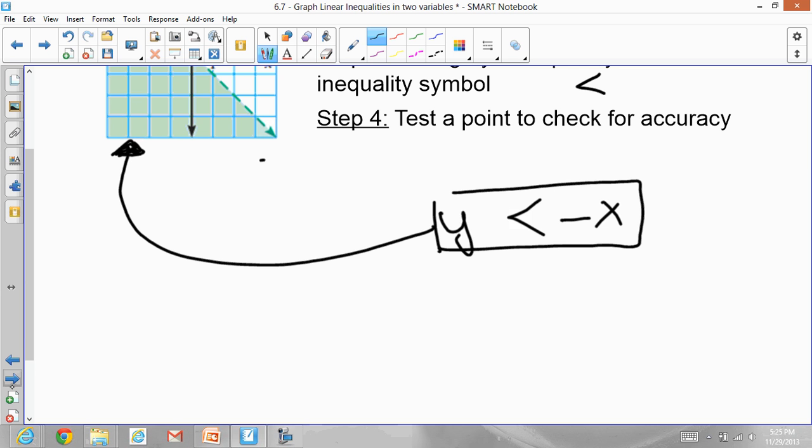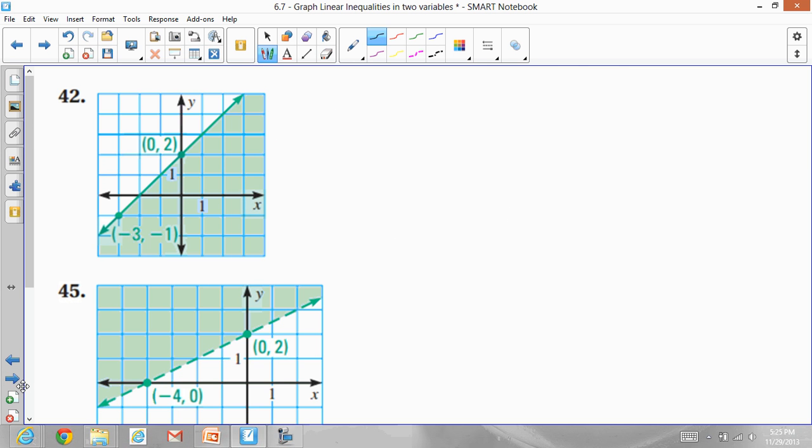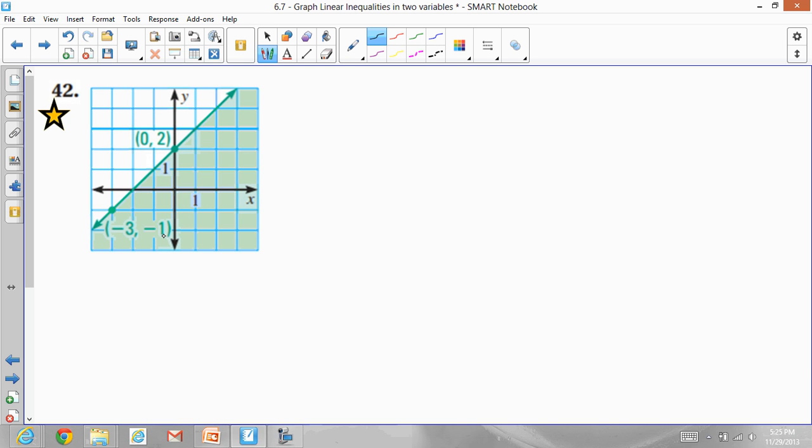Let's focus on question number 42. Once again, you have to write an inequality for the graph given. Step number 1, find m. So your m in this case, you have to understand if it's going to be a positive slope or a negative slope. Look at the green line. The green line is going up. It's a positive slope, so the answer is going to be positive. Now let's do the rise over run.